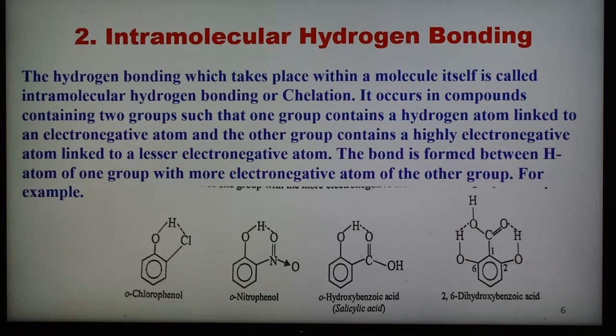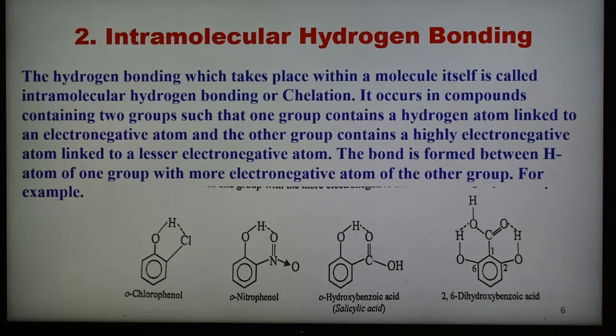So there are a number of examples, and again I am repeating that intramolecular hydrogen bonding means, intra means within the molecule. So it is a bond formed between the hydrogen atom and an electronegative element of the same compound or same molecule. So within the molecule there is a formation of hydrogen bond. That bond is known as intramolecular hydrogen bonding. Some examples are shown here for this, and because of this it is also known as chelation.